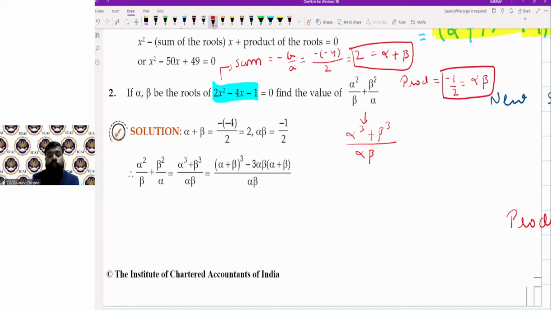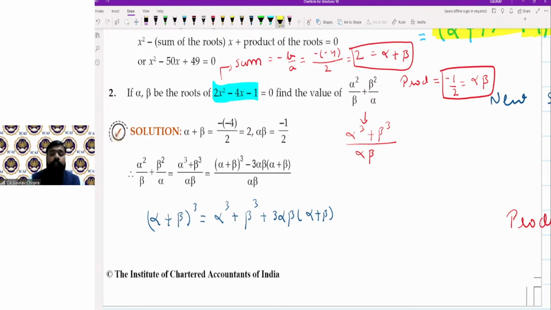Now, what is the formula? Again, in class 9, 10th we studied a formula: alpha plus beta whole cube. What was the formula? Alpha cube plus beta cube plus 3 alpha beta into alpha plus beta. This was the formula.